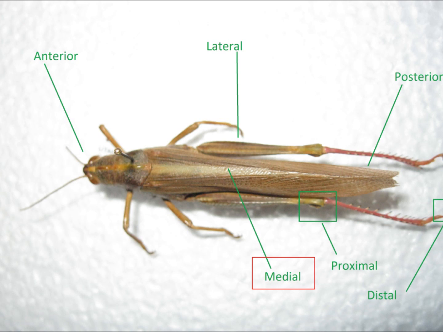Now, in this next slide, you can see one more term has been added on this insect, and the term is medial. It's in the red box at the bottom of your screen. The term medial means towards the middle. So if something is towards the median of an insect, it would be towards the middle.